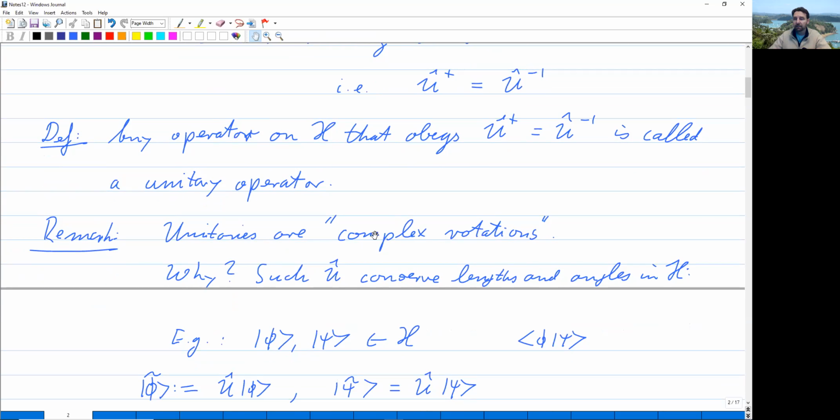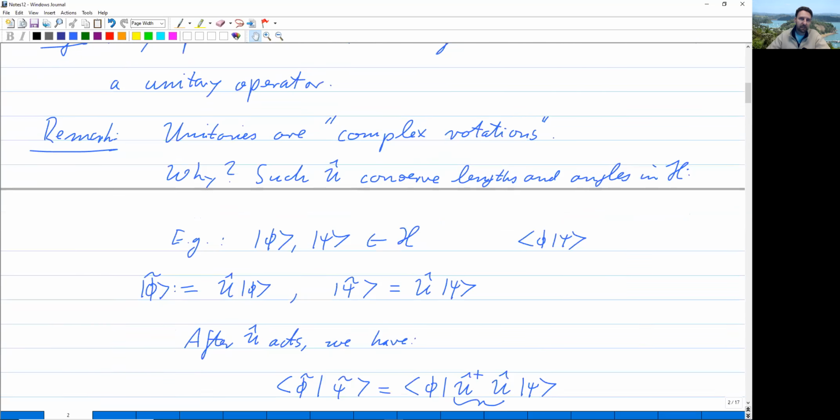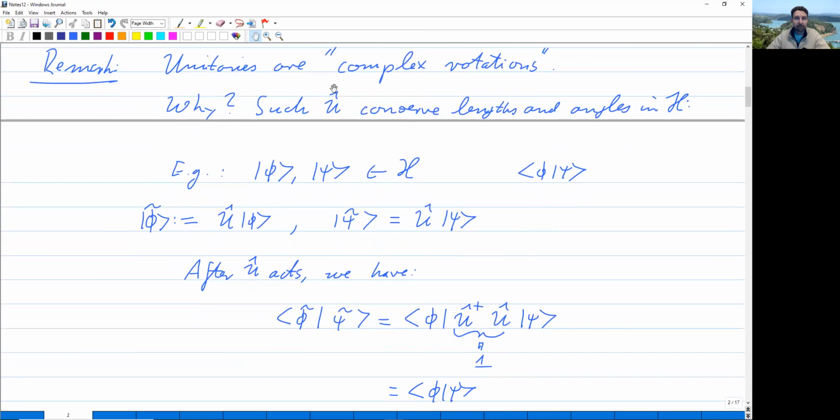A rotation in R2, or a rotation in R3, or a rotation in any real n-dimensional space is defined to be a map which preserves angles and lengths, which preserves in particular the overlap between any two vectors, because if you have two vectors, then the overlap, so the bracket of two vectors, the scalar product of two vectors is of course the length of the first times the length of the second times the cosine of the angle between them. Rotations preserve all of that. And it turns out that unitaries do the same thing, just in a complex vector space, namely in a Hilbert space.